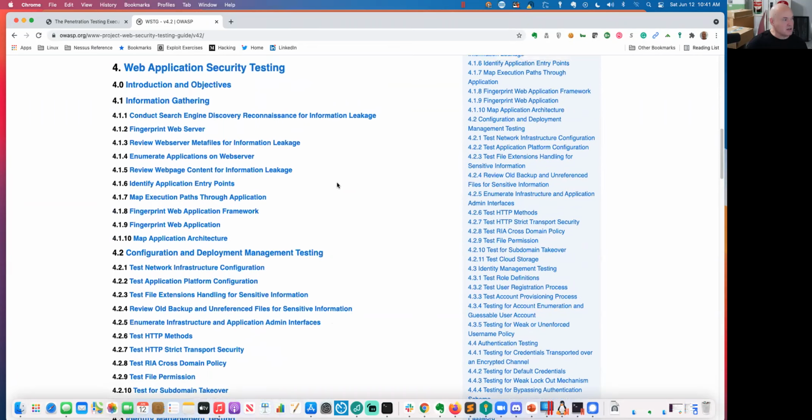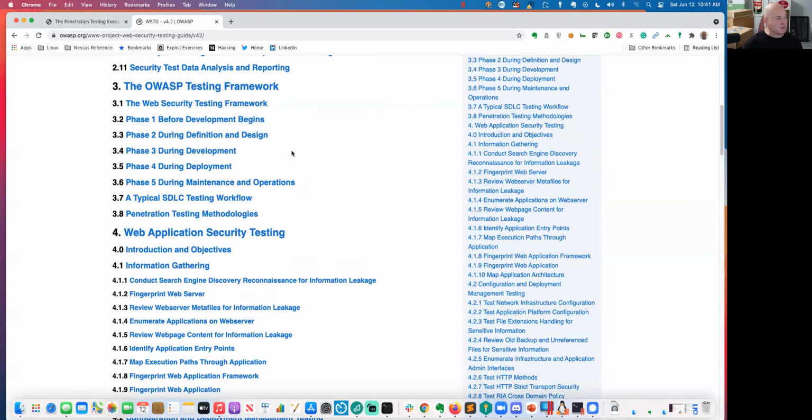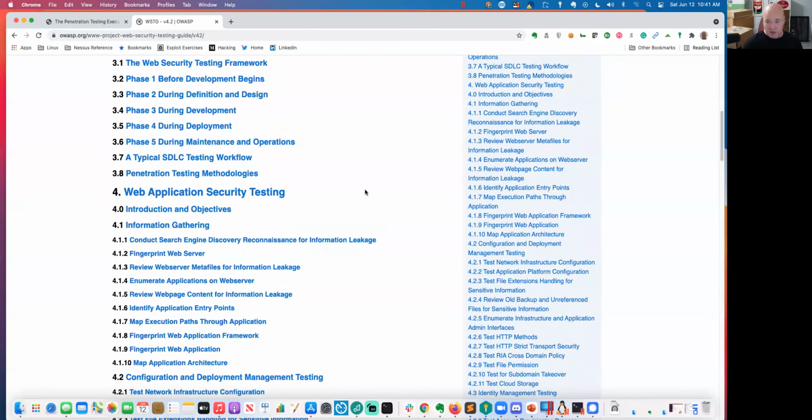But it's kind of nice, because it shows you, you get through here and it says OWASP testing framework. They kind of discuss it before development begins. So just think, some of the stuff that you're seeing in PTES, this is all going to be more related to web app pen testing. They even discuss the system or software development lifecycle on here. And so these are really good information. As an application security analyst, it's really good to know that.